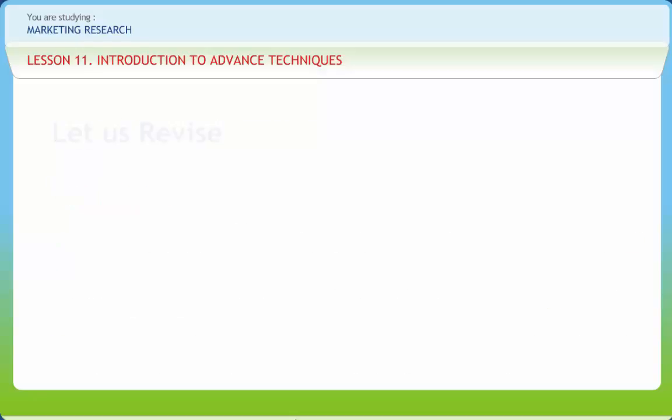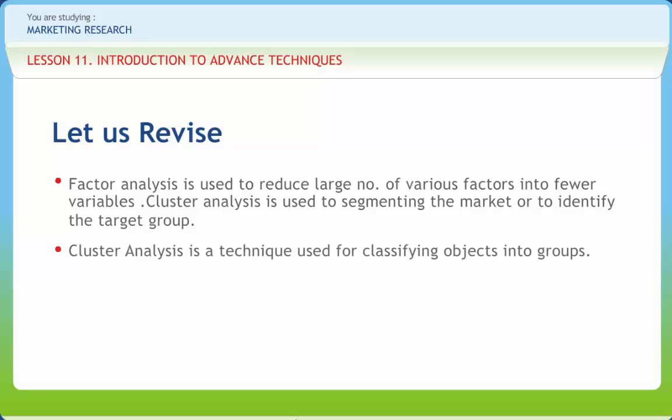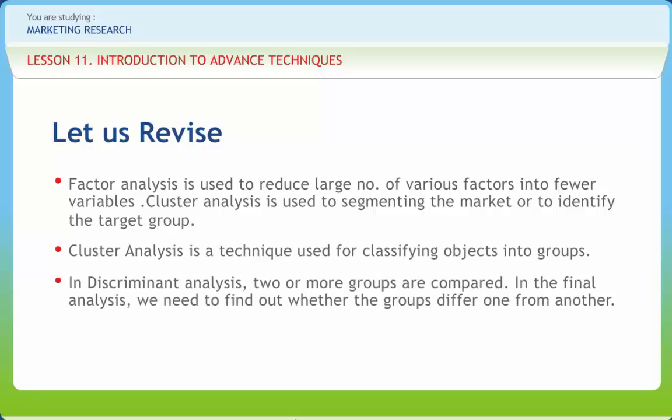True. Before we end, let us briefly revise what we have studied so far. Factor analysis is used to reduce a large number of factors into fewer variables. Cluster analysis is used to segment the market or to identify the target group. Cluster analysis is a technique used for classifying objects into groups. In discriminant analysis, two or more groups are compared. In the final analysis, we need to find out whether the groups differ one from another.